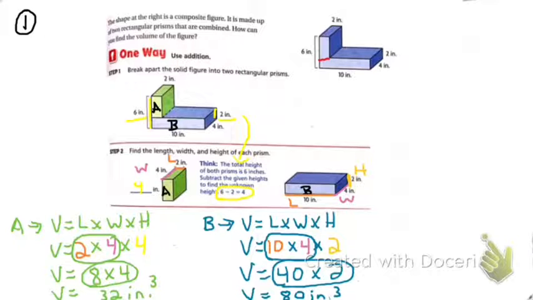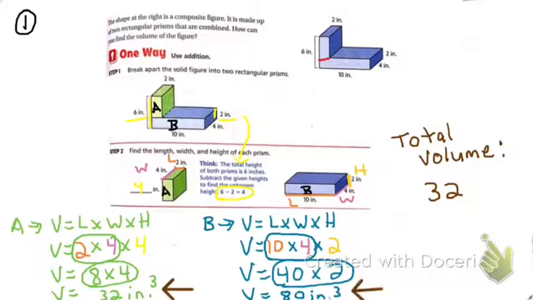So we figured out the volume of figure A, we figured out the volume of figure B. In order to find the volume of the entire picture, as was given to us up at the top, we need to put those two volumes together. And again, in order to do this, we'll take the volume for figure A, which was 32, the volume for figure B, which was 80. Make sure we line them up properly.